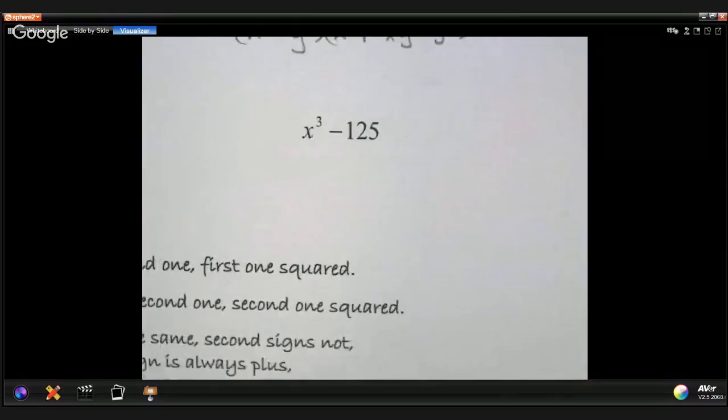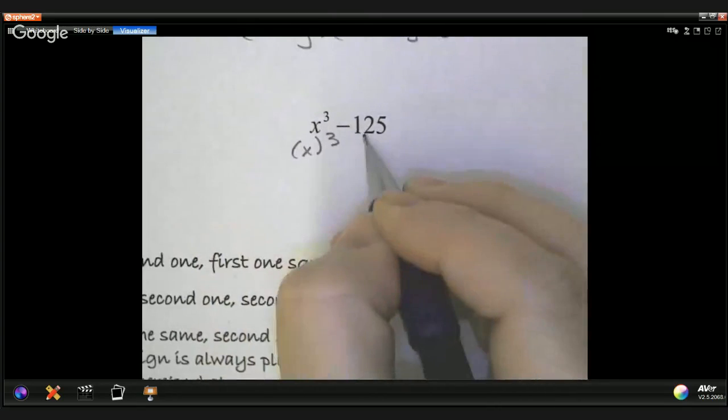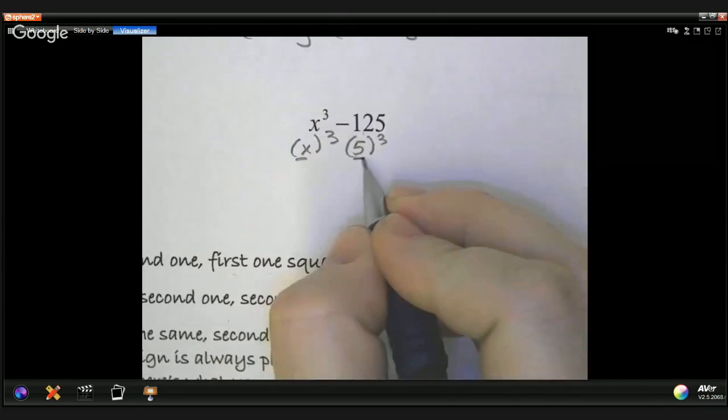Okay, let's look at the next one. My x is just x. This is 5 to the third. So my first one's x. My second one is 5.